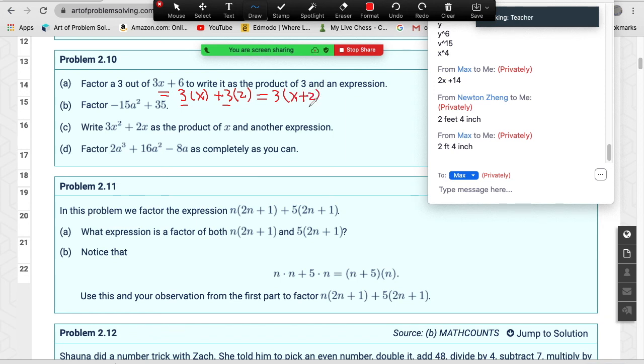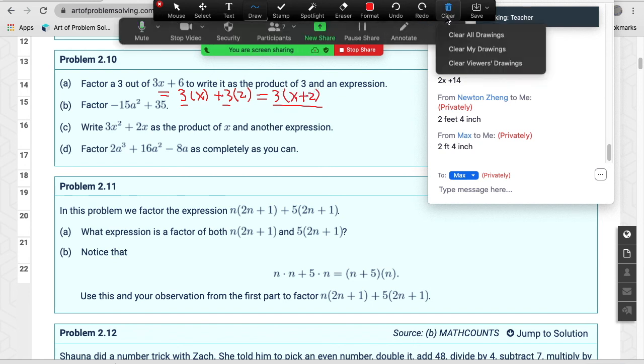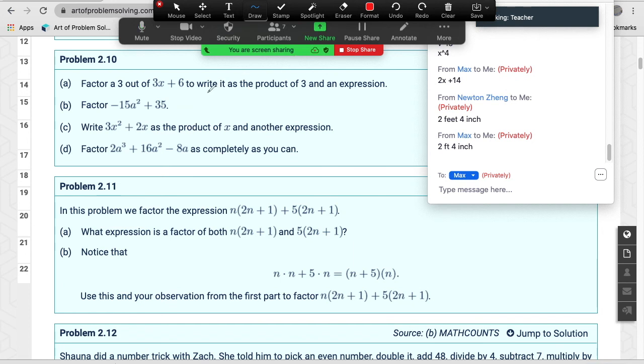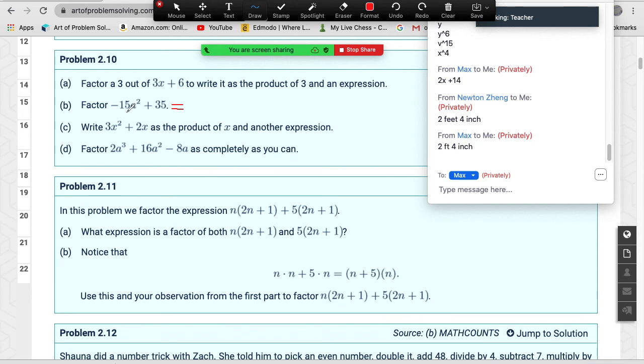Right? So the correct answer is this. You write this one as a product expression. That's 3 times x plus 2. Now let's see B. This one they also ask you to do similar work, factoring.